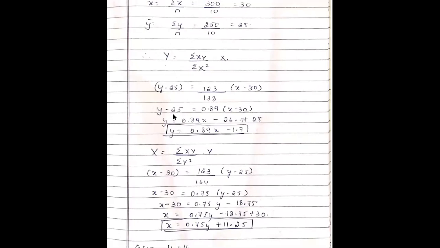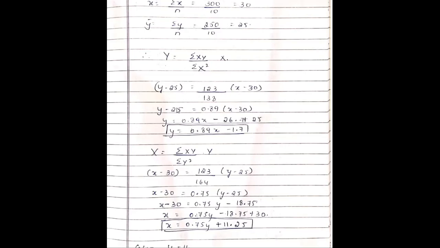So y minus 25 as it is. Instead of summation XY, we have got the answer as 123. I've replaced. And summation X square is 138. Capital X is x minus 30. So just simplify this left hand side as it is. 123 by 138 is 0.89 into x minus 30. We'll multiply it. 0.89 into x is 0.89x. 0.89 into minus 30 is minus 26.7.